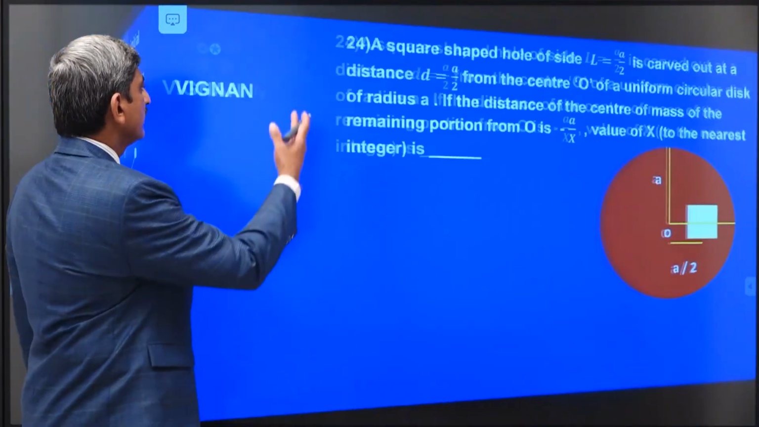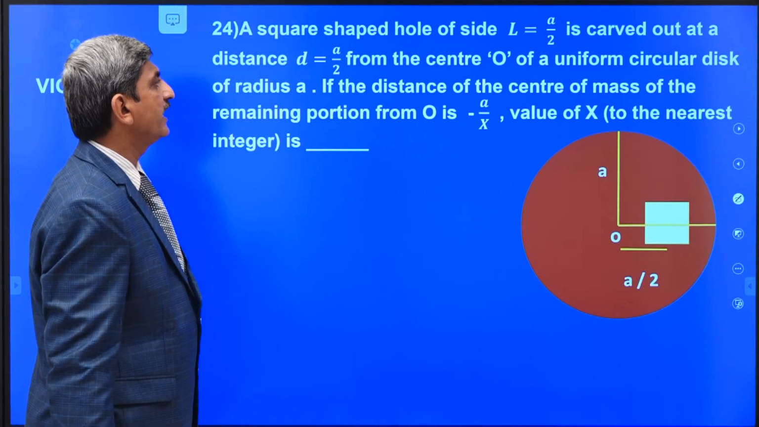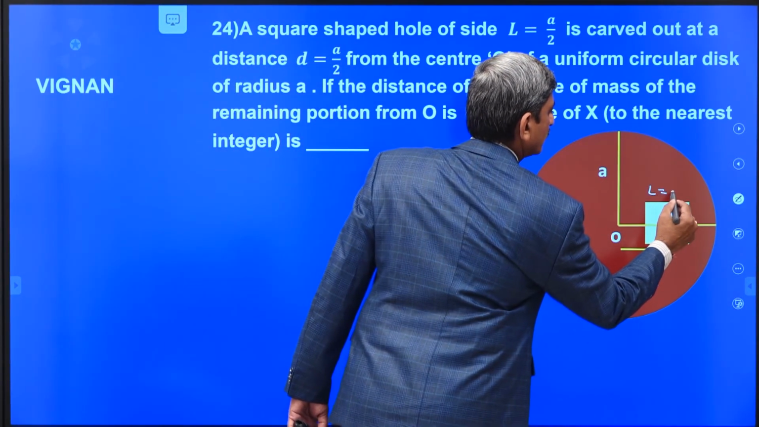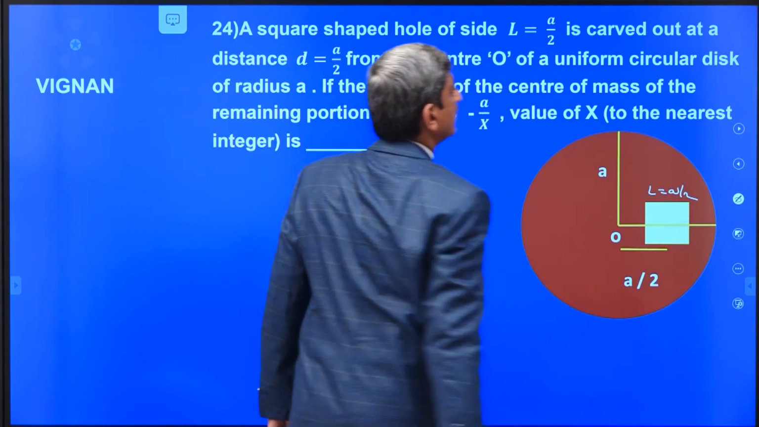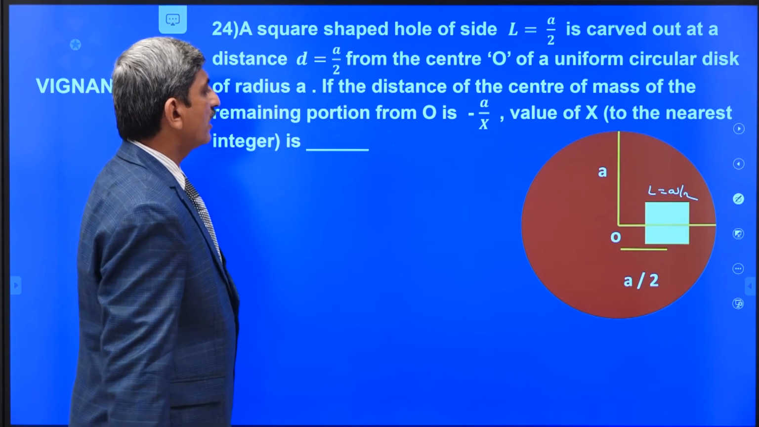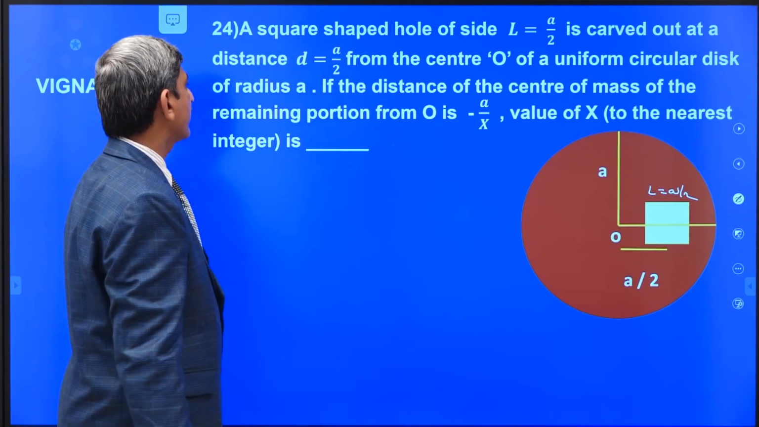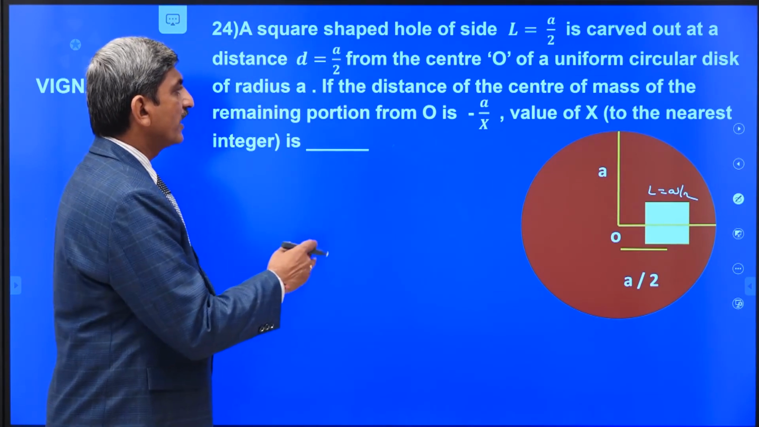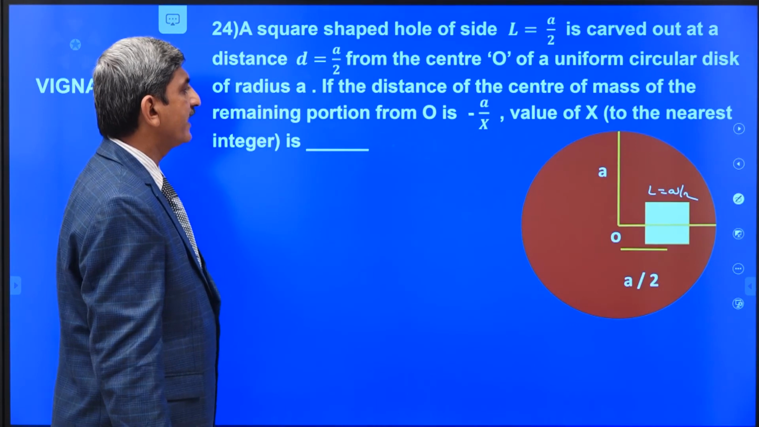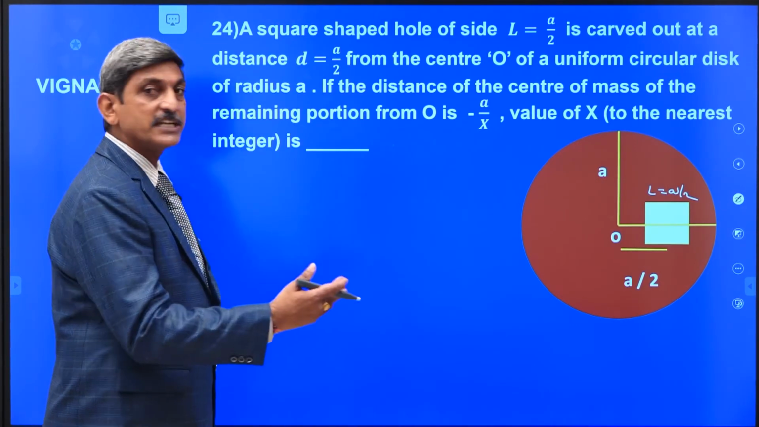Now come to the next problem. A square shaped hole of side L is equal to a by 2 is carved out at a distance of d is equal to a by 2 from the center O of a uniform circular disk of radius a. If the distance of the center of mass of the remaining portion from O is minus a by x, the value of x to the nearest integer is dash.